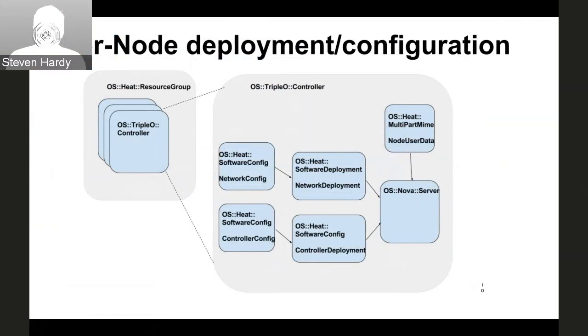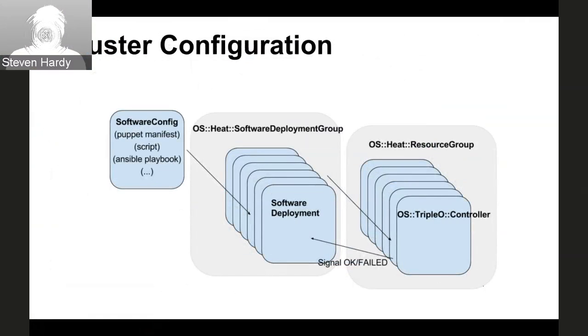So this is the per node deployment, and then the next phase is we go through and configure all of the nodes in the group, potentially to do things like give the IP addresses for all of the nodes in the group to all of the other nodes so they can communicate. The way we do that is basically the same model that we use for single software deployments, only there's an abstraction called OS Heat Software Deployment Group. This again is nested stacks all over the place, and it just contains one software deployment per server.